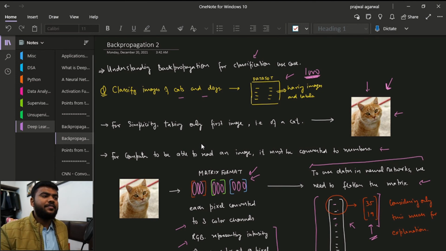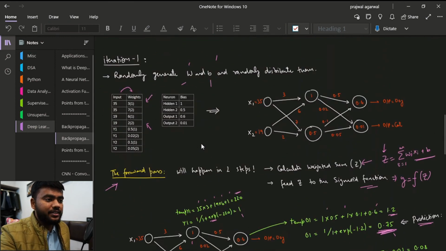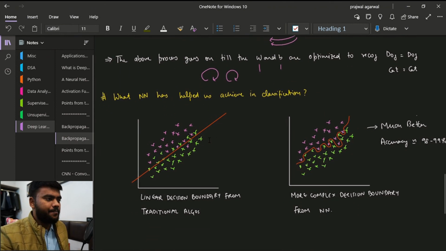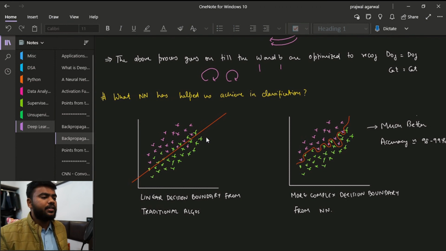Imagine if our neural network is to train on that amount of data, what type of results it will provide. That is what makes deep learning so efficient. If we were doing classification using a linear decision boundary, we would have achieved something like this. Some pink points are here, some green points are here. But using deep learning models, we are able to achieve a much better, complex decision boundary. And the accuracy of this decision boundary is about 98 to 99%, which is extremely good.